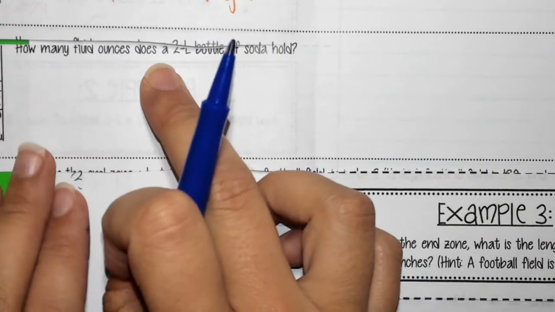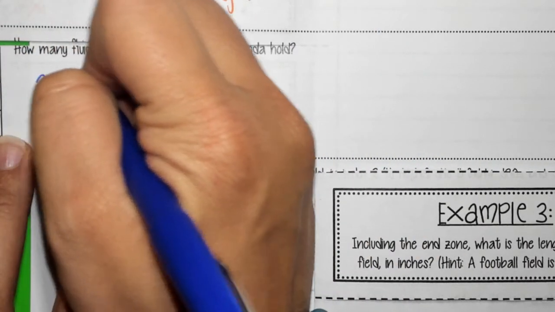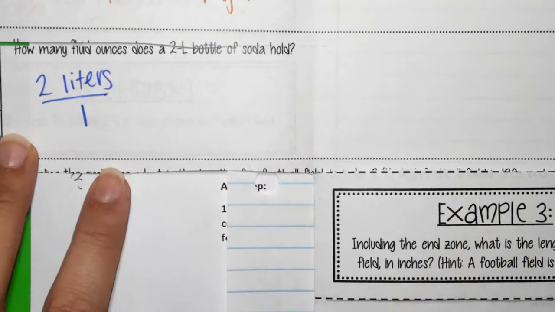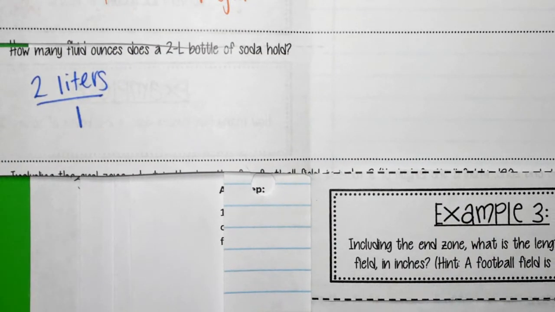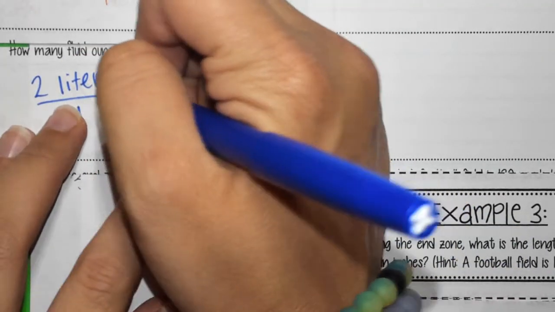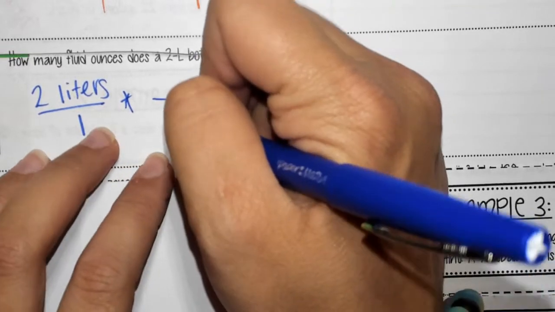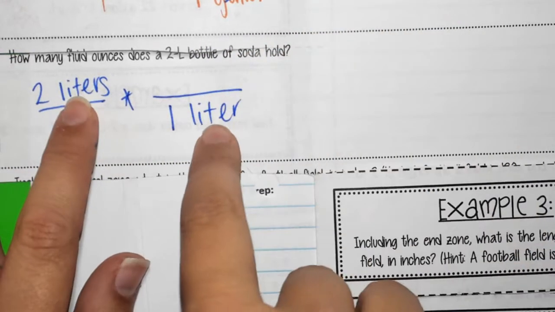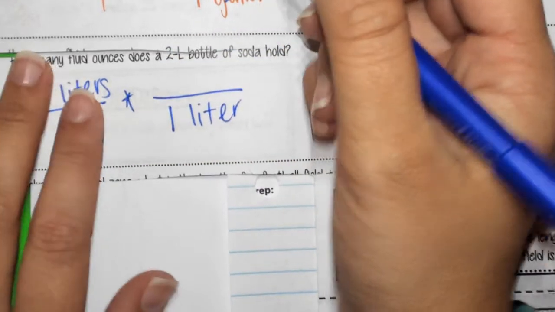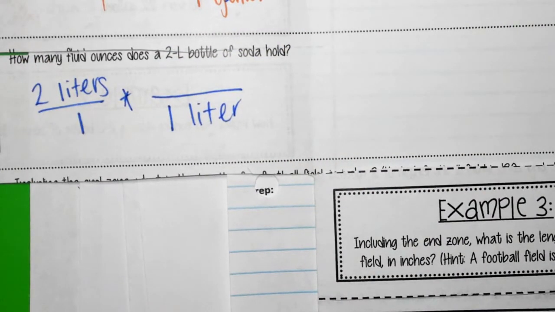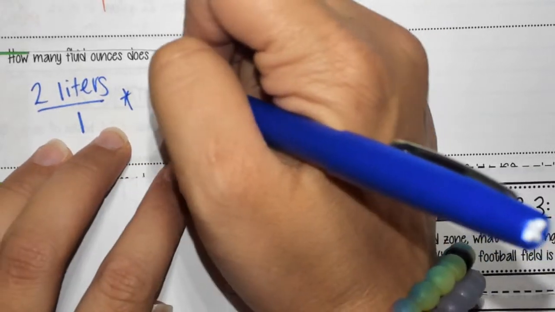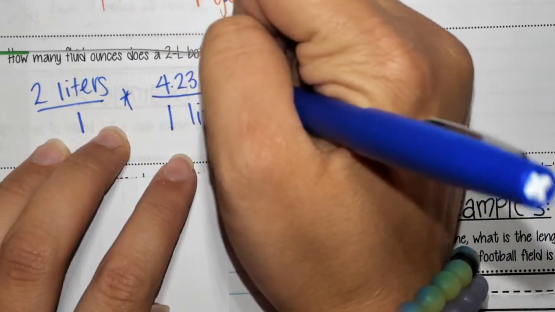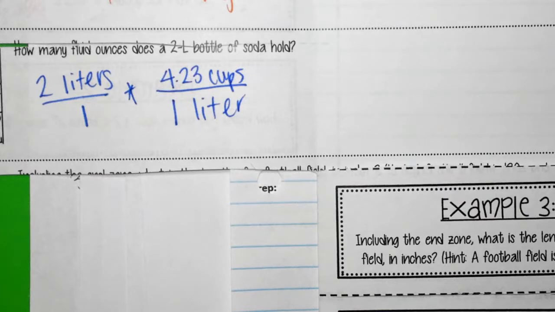Alright, so we start with 2 liters, right? So let's write 2 liters. And we're going to divide that by 1. Now remember, we're trying to get to ounces at the end. So first we need to convert liters to cups. And 1 liter, it's going to be on bottom because we want to cancel. Is 4.23 cups. Just a unit of measure that you'd have to look up, guys. Calm down.